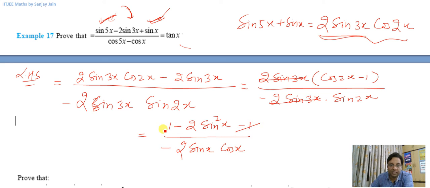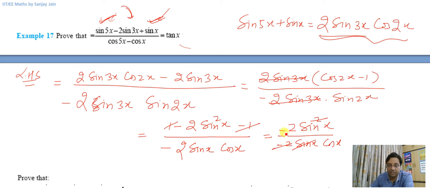Now this 1 is cancelled. In the numerator you have minus 2 sine squared x. In the denominator you have minus 2 sine x cos x. So one of the sines will get cancelled. This minus 2 will get cancelled. I'll have sine x by cos x, which gives me tan x, and it is my right hand side.